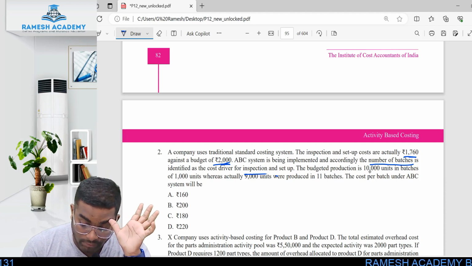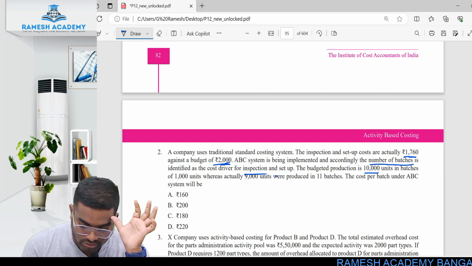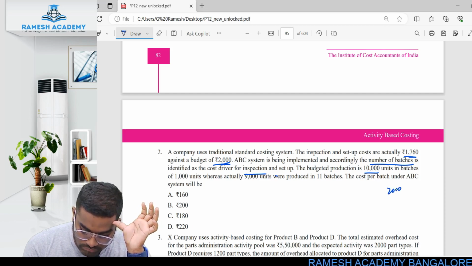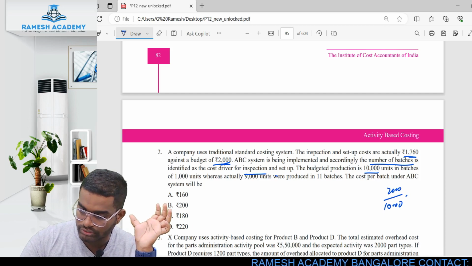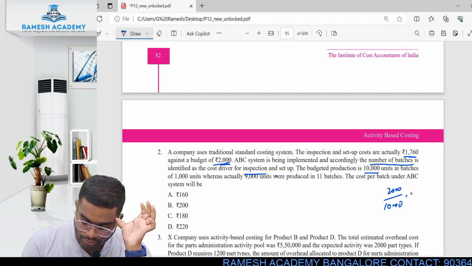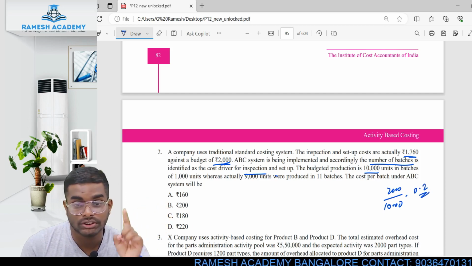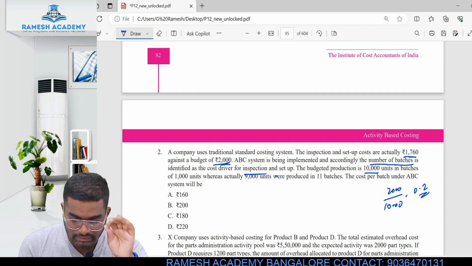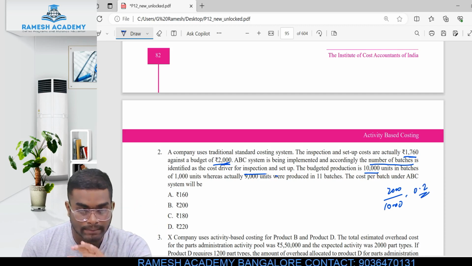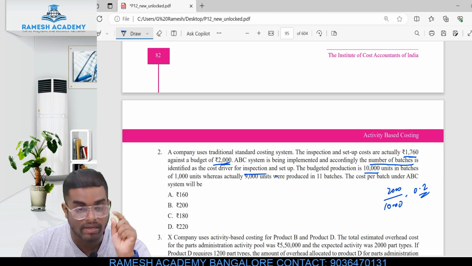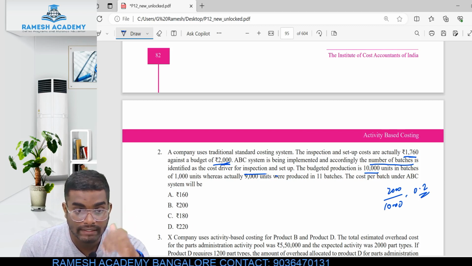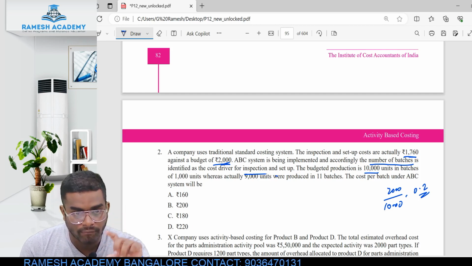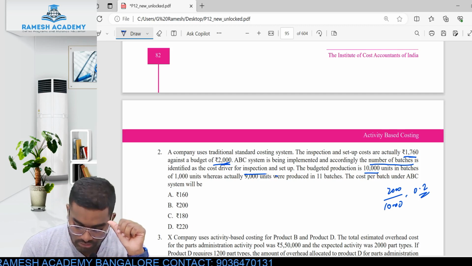The budgeted production is 10,000. So what would be our cost driver? It will be 2000 divided by 10,000. So what is the answer? 2000 divided by 10,000 is 0.2, which is my cost driver. How did I get it? They're telling that for inspection and setup cost, the cost driver is number of batches. So the budgeted cost is 2000, divided by 10,000, the budgeted number of production.